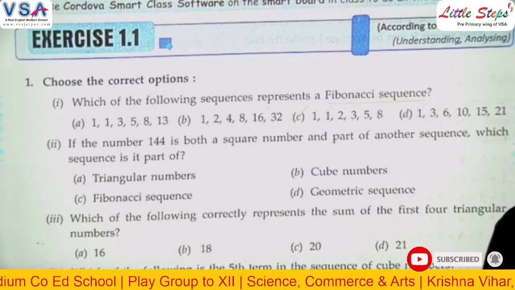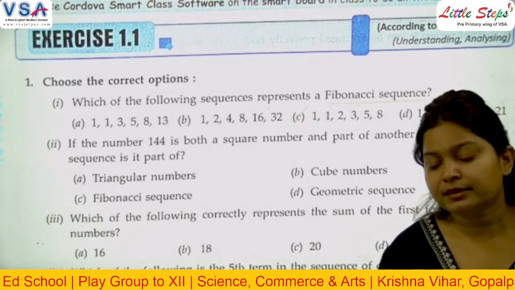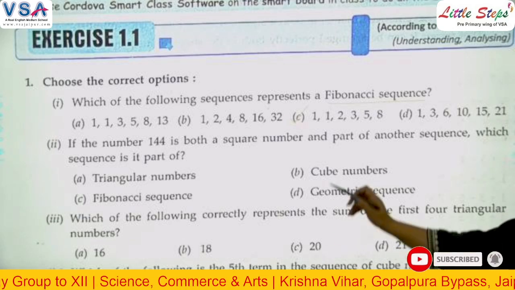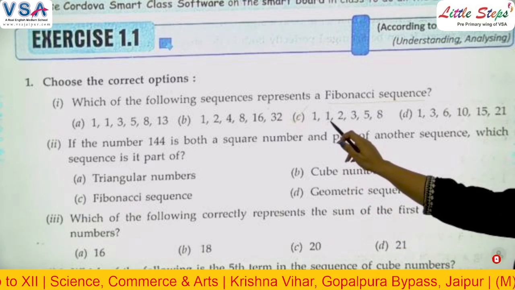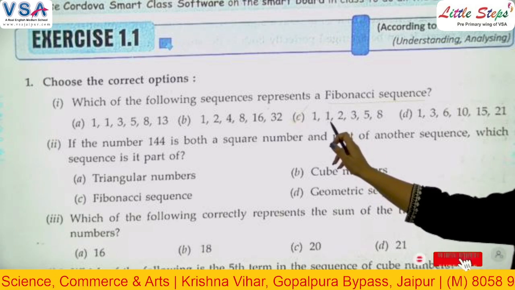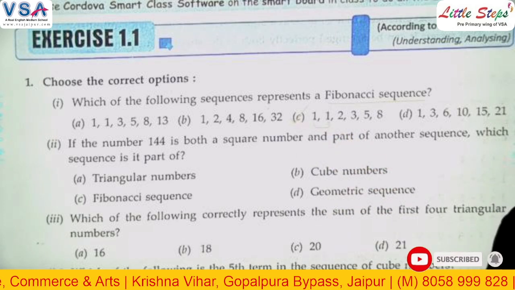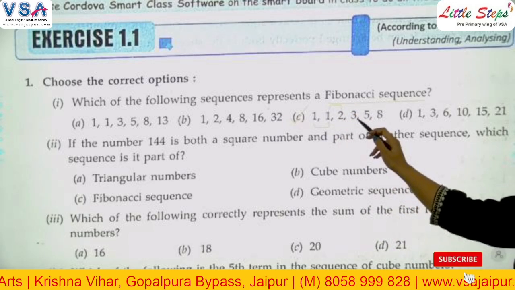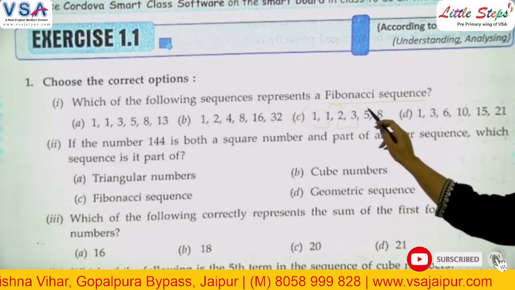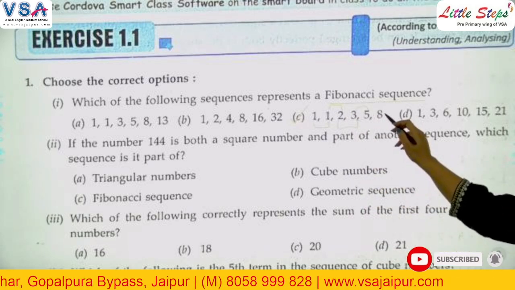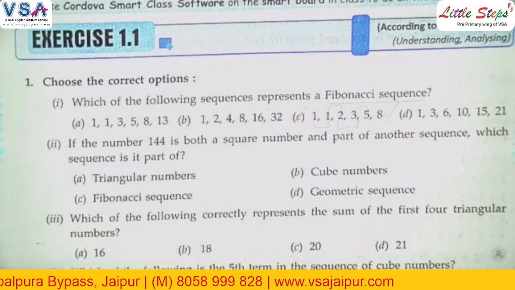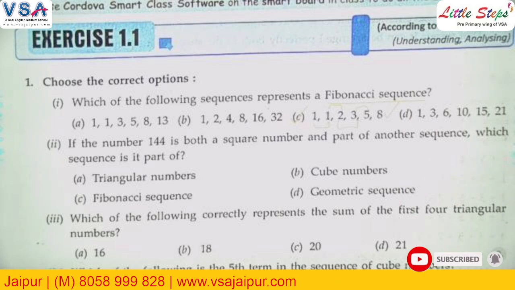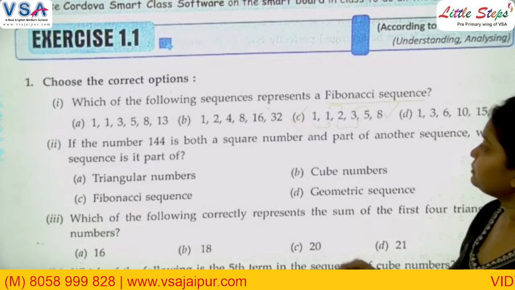What I told you in yesterday's class is that the Fibonacci sequence always starts with 1 and then we have 1. We will add the previous term. 1 plus 1, what do we have? Then we have to add 2 plus 1, 3. 3 plus 2, then 5 plus 3. So this is the Fibonacci sequence. What you have to do is write the answer. Option number C is the correct answer.